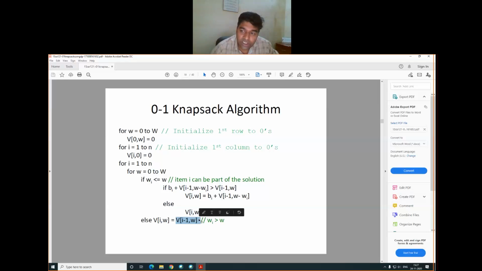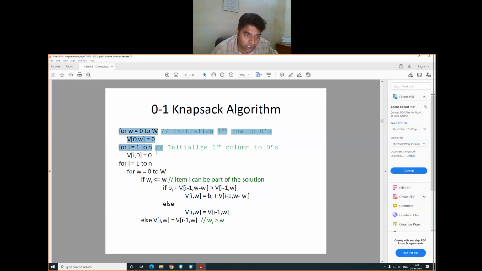Okay, so these three conditions will be used, and from this we will decide which item can be a part. It does not provide the solution; it just gives the solution, which item can be a part of our optimal solution. First we filter which item can be a part of the solution and which item cannot be a part of the solution by using these three conditions.